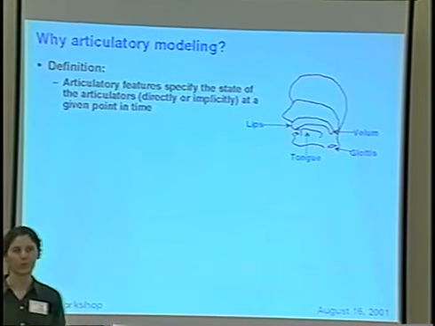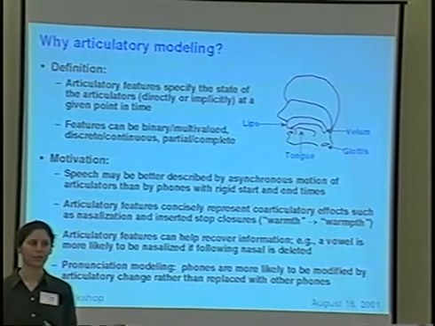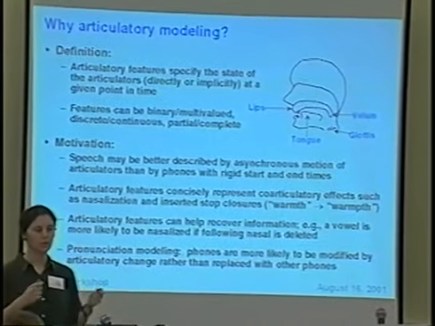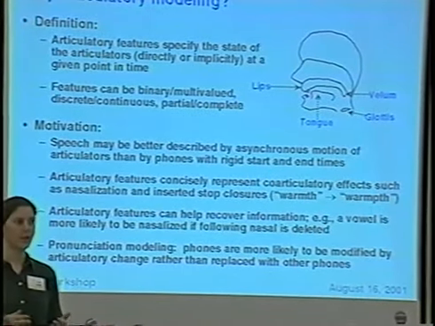And there are a lot of motivations. There are a lot of bullets here. They're very related to each other. Basically, it can be summarized by saying that there's a lot of evidence to show that speech might be better represented by articulators moving asynchronously rather than phones that have a distinct start time and end time. When you look at a spectrogram, it becomes really clear that for a lot of phones, you have no idea where one stops and the other one begins.